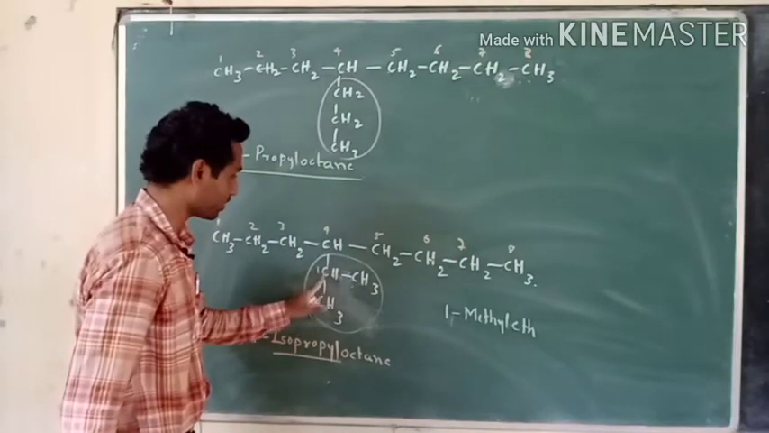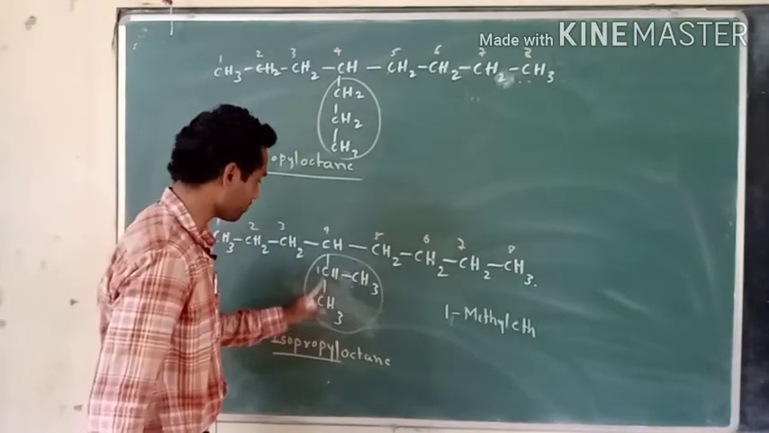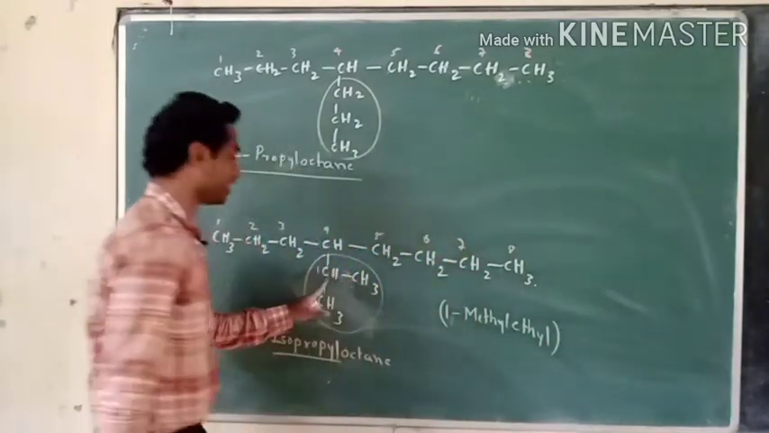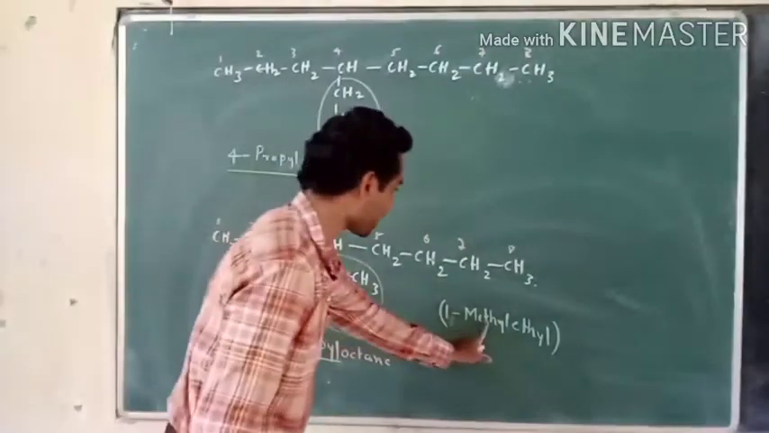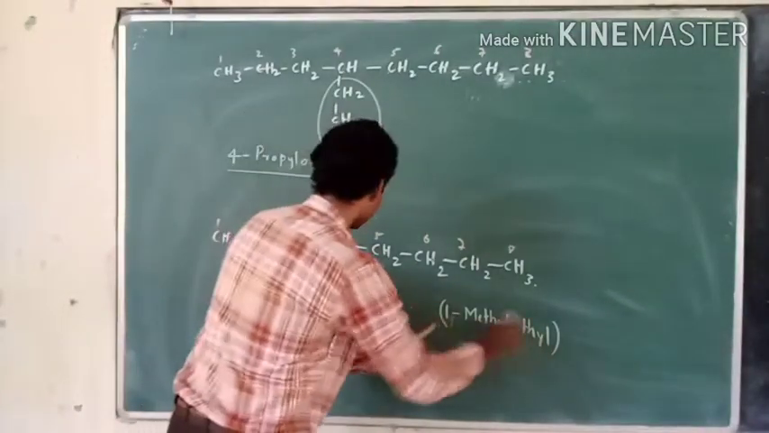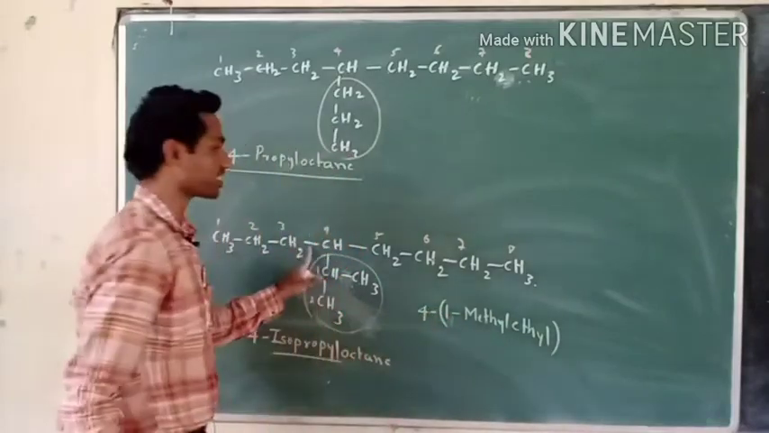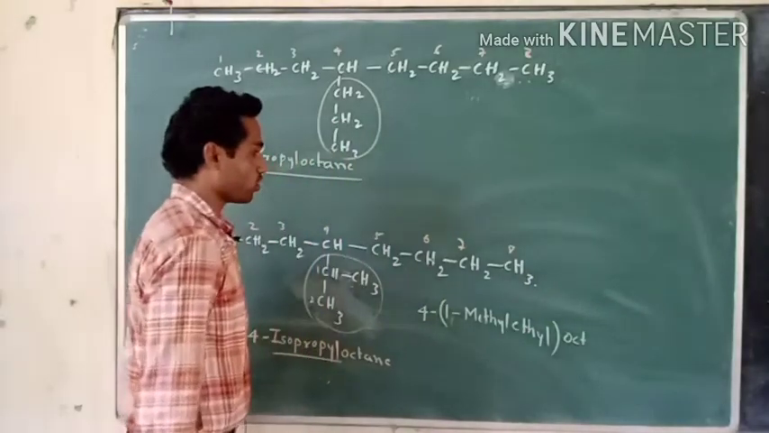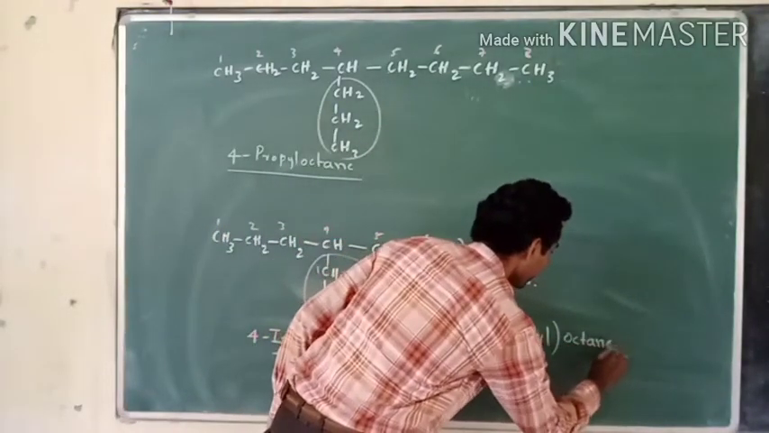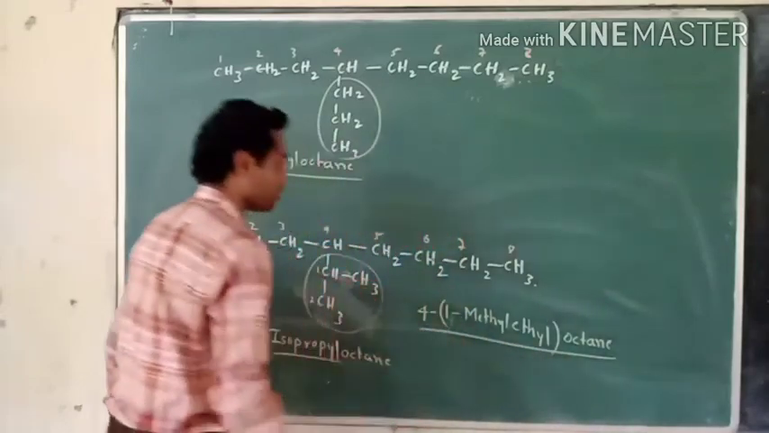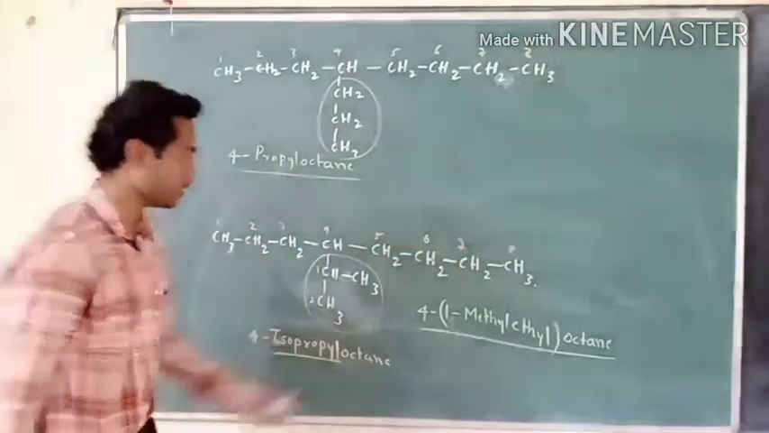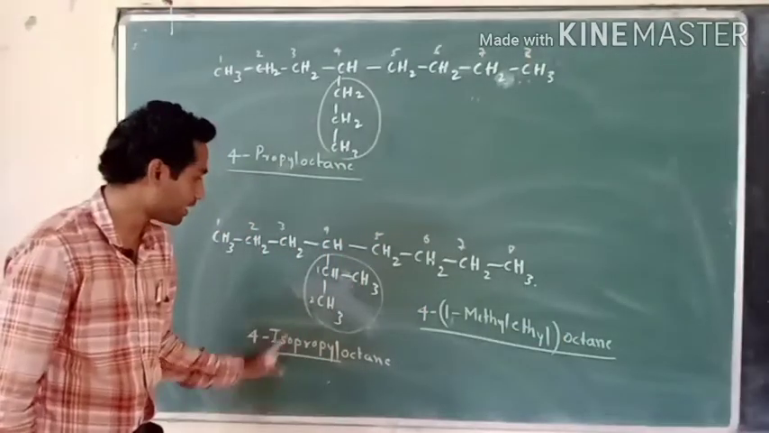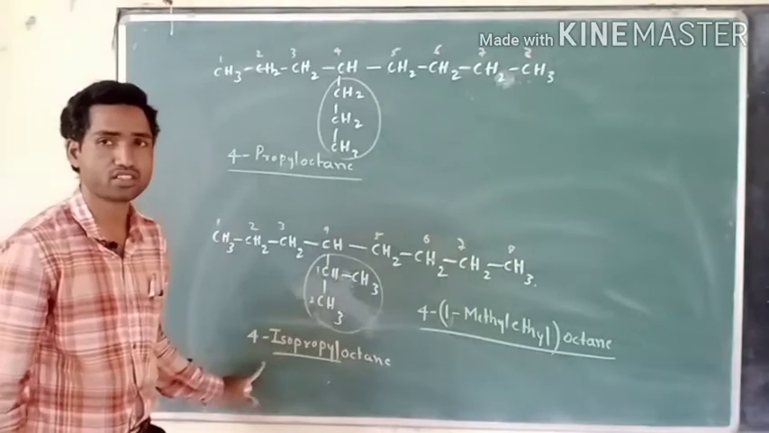is indicating the 2 carbons in the longest carbon chain, and YL indicates the whole thing is the substituent, name of the substituent, 1-methyl ethyl. This whole substituent is attached to the fourth position in the longest carbon chain, and oct is the root word, ANE is the primary suffix. So this is the name of the molecule. This thing is the systematic name of the substituent. This one, isopropyl, is the trivial name of this substituent.